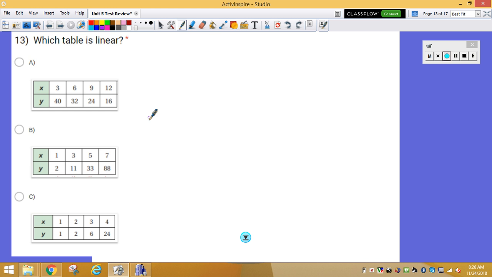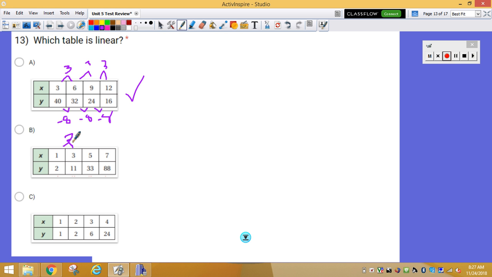Which table is linear? Linear means all your x's go up by the same and all your y's go up by the same. So, here we go up by 3. Here we go up by 3. Here we go up by 3. So far, so good. 40 to 32, we go down by 8. 32 to 24, we go down by 8. 24 to 16, we go down by 8. So yes, this one is linear.